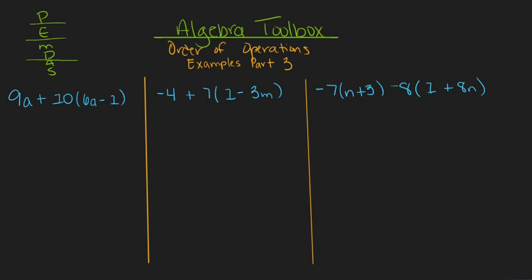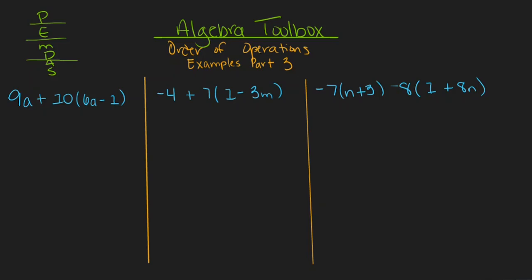So we have 9a plus 10 times the quantity 6a minus 1. Now our order of operations tells us to start by looking inside the parentheses. We have 6a minus 1 inside those parentheses. The difficulty here is that I don't know what a is. So even though there are some different operations happening inside these parentheses, I can't actually execute them because I don't know the value of a.